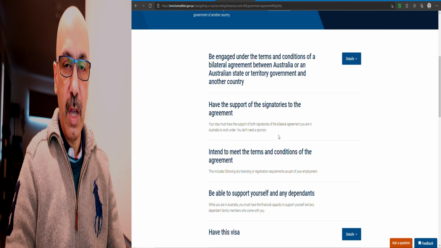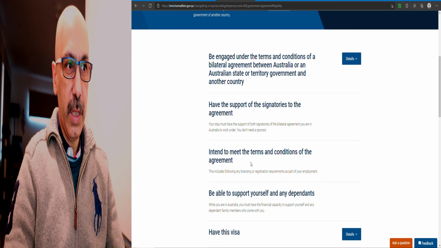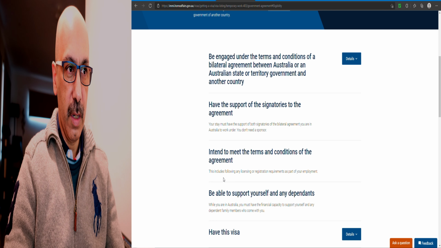So with the previous visa, I've spoken to you about the seasonal work visa. You needed a sponsorship letter, but with this visa, you do not need a sponsorship letter. All you need is the signature by the government of your country and the Australian government, and you must intend to meet the terms and conditions of the agreement.